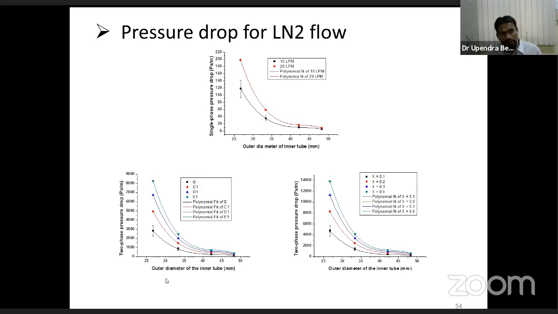And similarly, for different percentages of void fraction, this has increased. For 10% void fraction, it has gone to around 3,000 pascal per meter, to almost 8,500 pascal per meter. That means when the void fraction is more, then you are having more pressure drop. Similarly, for 20 liters per minute, this has again increased compared to 15 liters per minute.